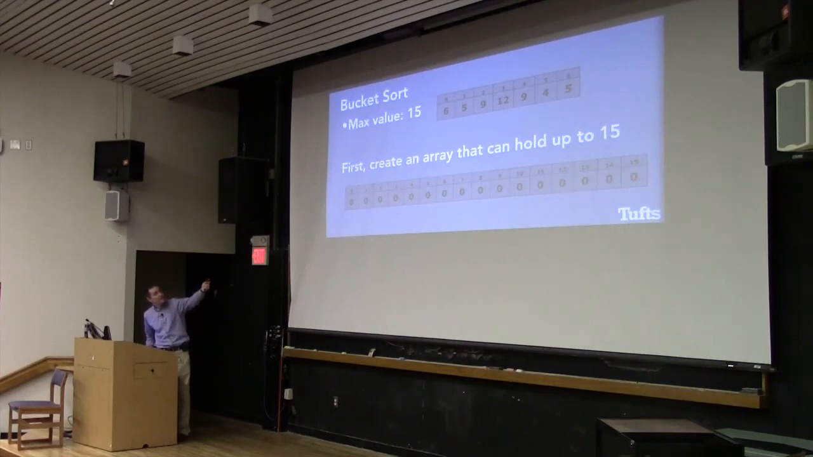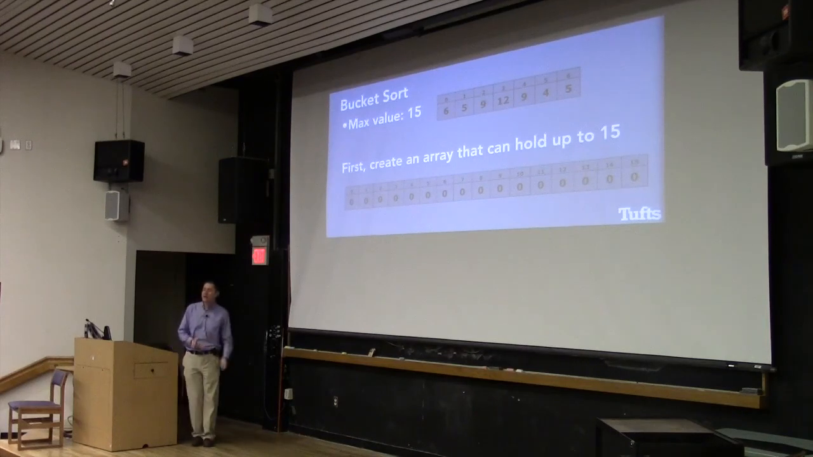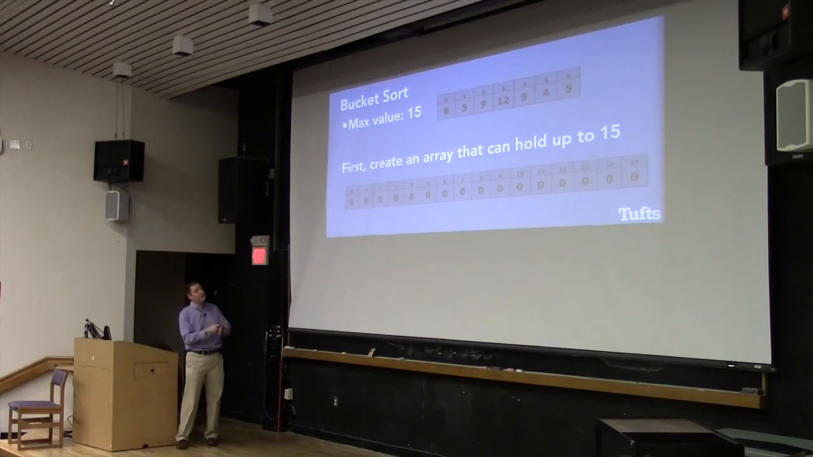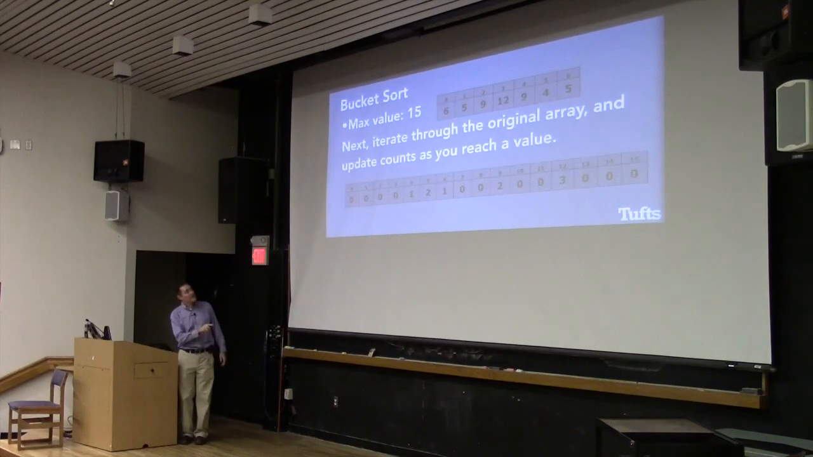The example is this. Let's say that you had an array where you knew that the maximum value was 15. Right? If you said, I'm never going to get a value bigger than 15. If you have another array like this for every number that you could have, you can then go through, and 6, that would make this one a 1, because that's 1, 6. And then 5 would make the 5, 1. And then 9 would make the 9, 1. 12 would make the 12, 1. Another 9 would make the 9, 2. And then the 4 and the 5 would make the 4, 1 and the 5, 2. And you end up like this.